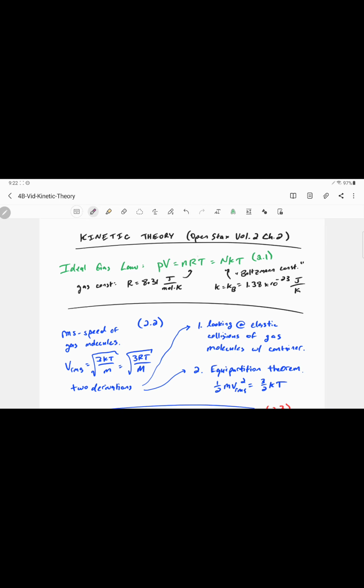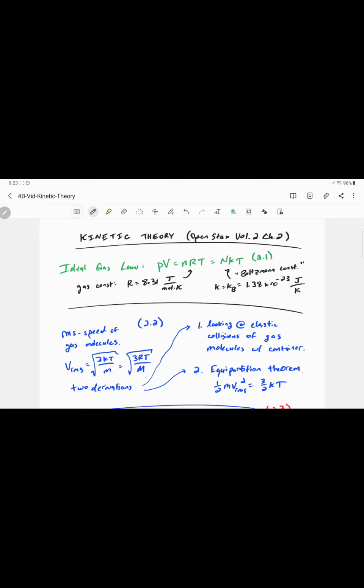So you'll notice I wrote it a couple different ways. So nRT, this is number of moles, n, lowercase n, and then this is the ideal gas constant, 8.31 joules per mole Kelvin. So you multiply by the number of moles of molecules of gas and times the temperature. The absolute temperature has to be in Kelvin. You can't use degrees C or degrees Fahrenheit here.